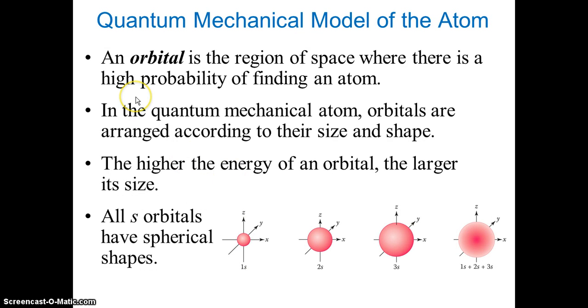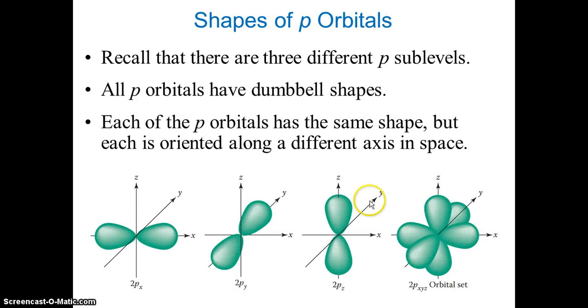So what is an orbital? An orbital is a region where there is a high probability of finding electrons. In the quantum mechanical atom, orbitals are arranged according to their size and shape. The higher the energy of an orbital, the larger its size. You can see s orbitals have spherical shapes. 1s is smaller, 2s is a little bigger, 3s a little bigger, and 4s is getting bigger.